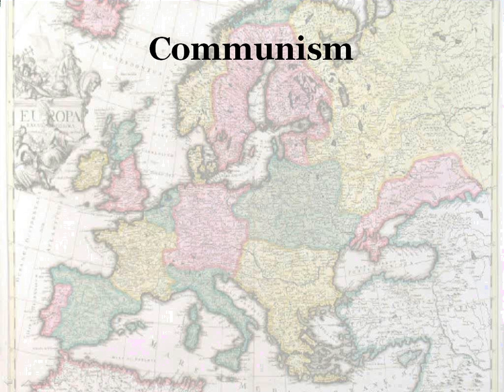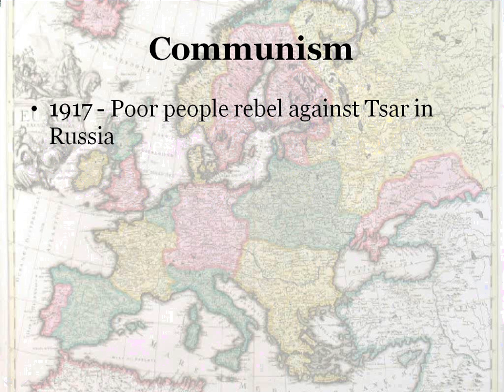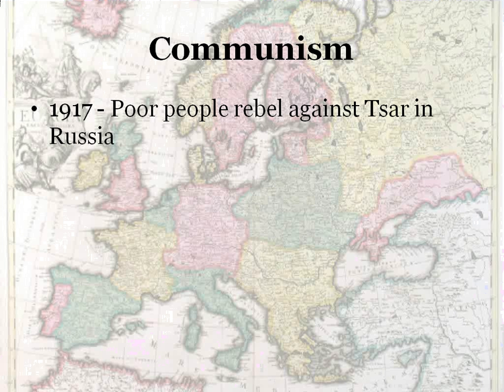It happened before the end of World War I. That's why, in 1917, the people in Russia rebelled. The Tsar. Tsar is the Russian word for emperor.